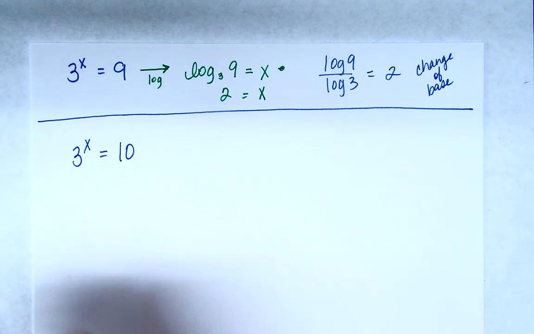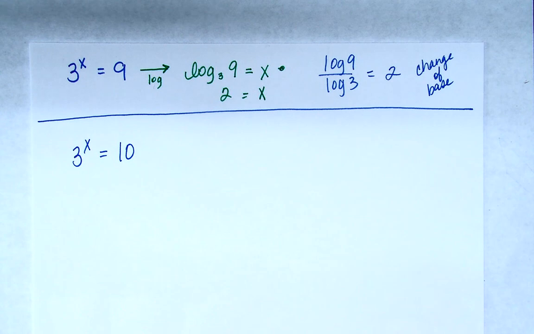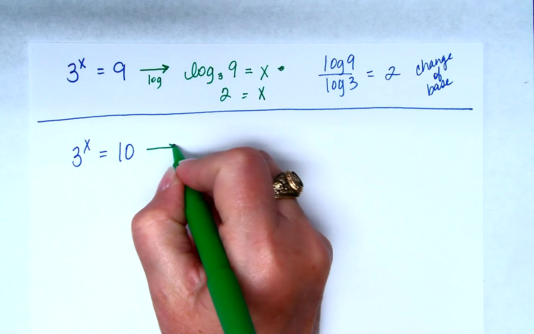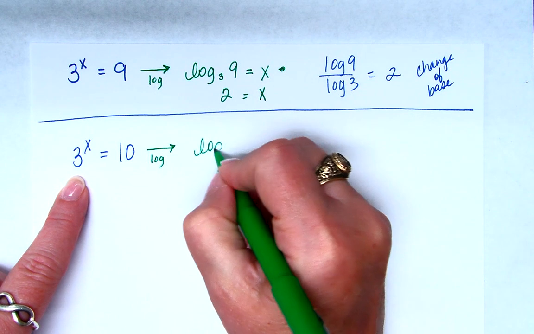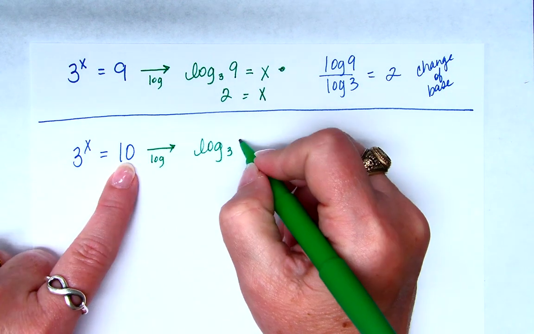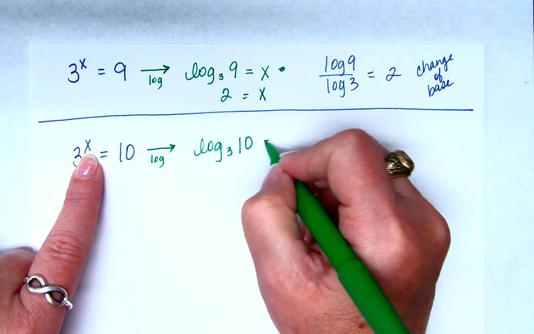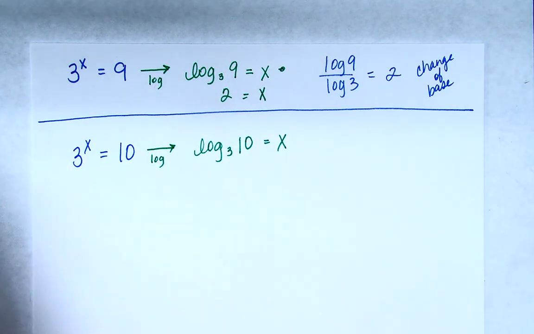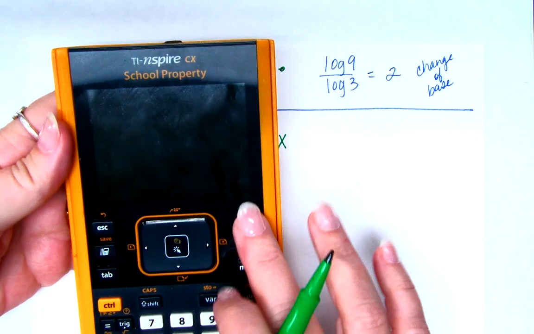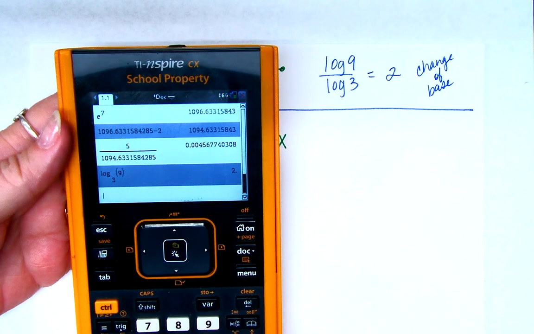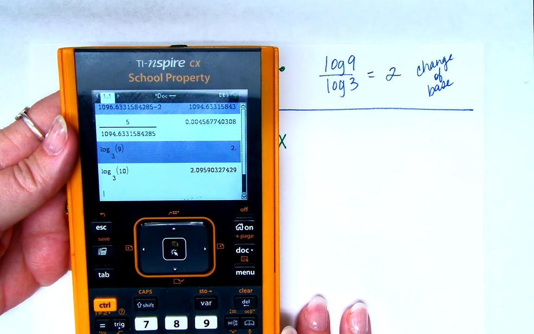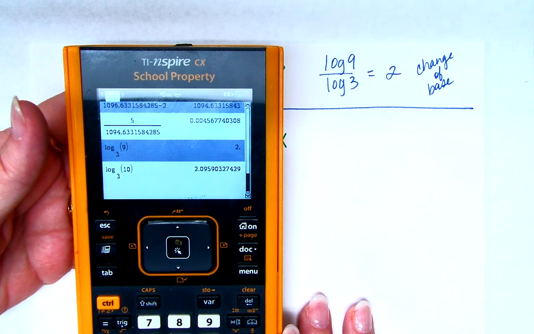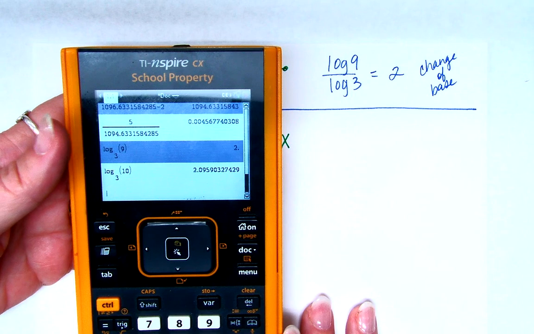Is the base isolated? Is anything being added, subtracted, or multiplied to the base? No? Then I want to write it in logarithmic form. So, log base 3 of 10 equals x. Log base 3 of 10. See, that's what I said, 2.23.